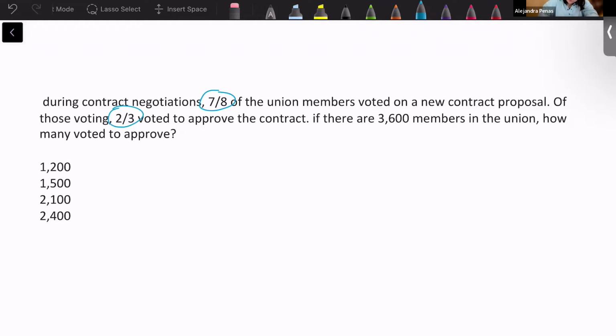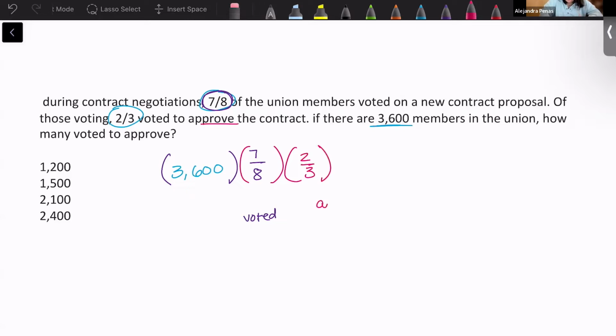So we're going to start with the original number of members, which is 3,600. I'm going to multiply that by the 7/8 because those are the number of people who voted. Then that's going to give me a new number, the number of people who voted. But then I'm going to multiply the answer I get from that times 2/3 because that's how many people actually approved the vote, right?